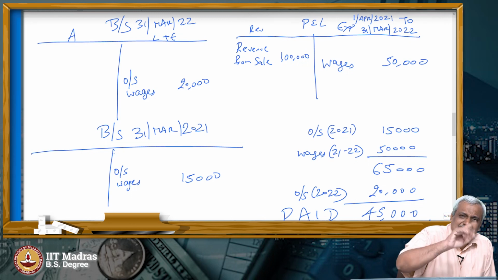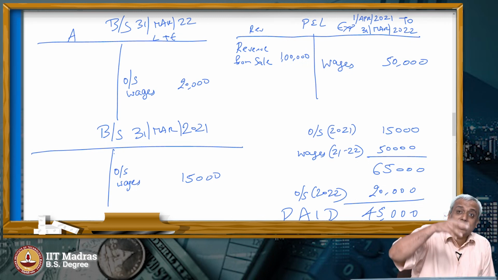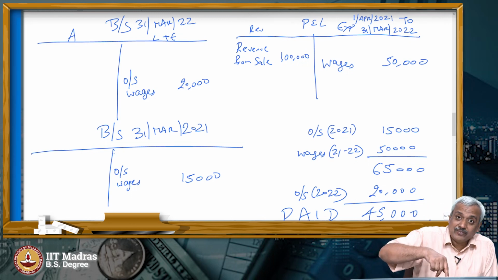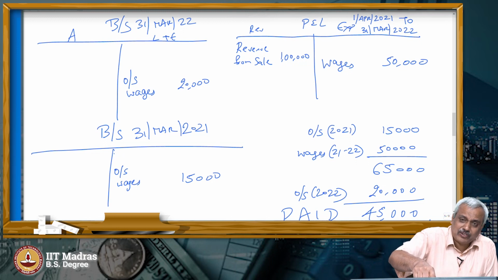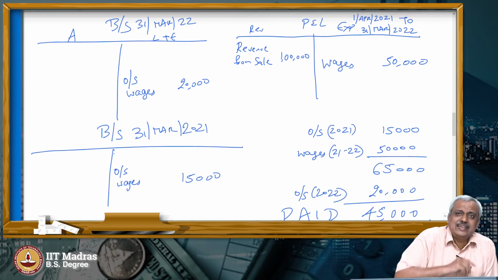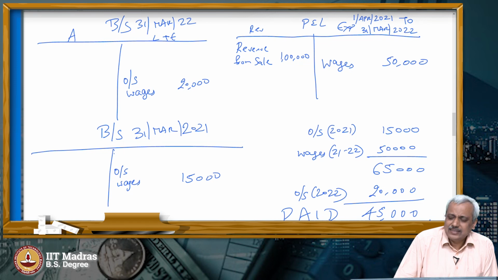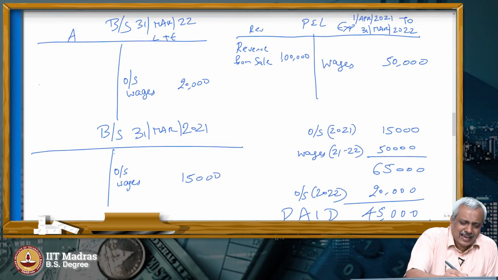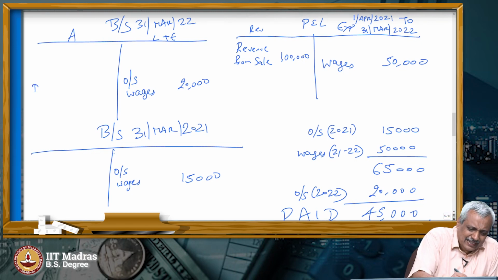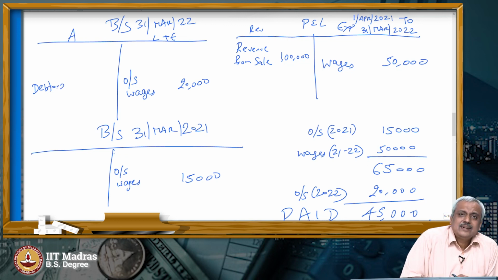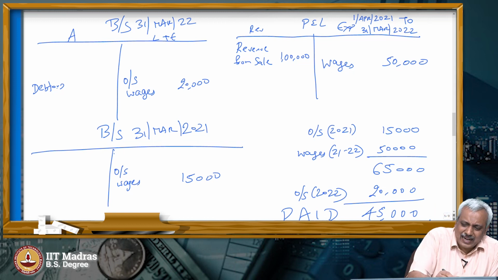If I have not received it, then whatever amount I have to receive as of 31st of March 2022 will be there in the balance sheet. Supposing let us say that in this particular case, as of 31st of March 2022, debtors is about 50,000.